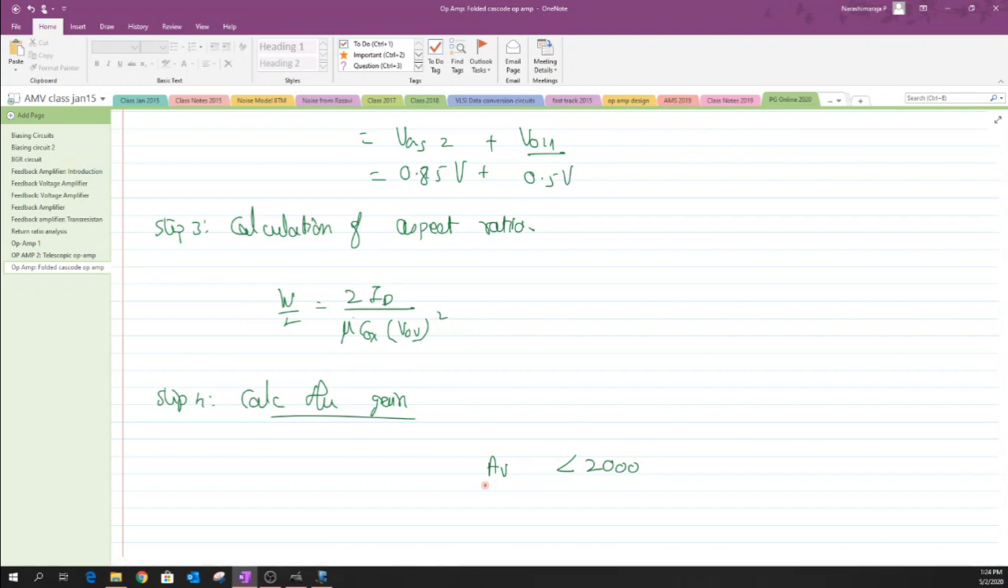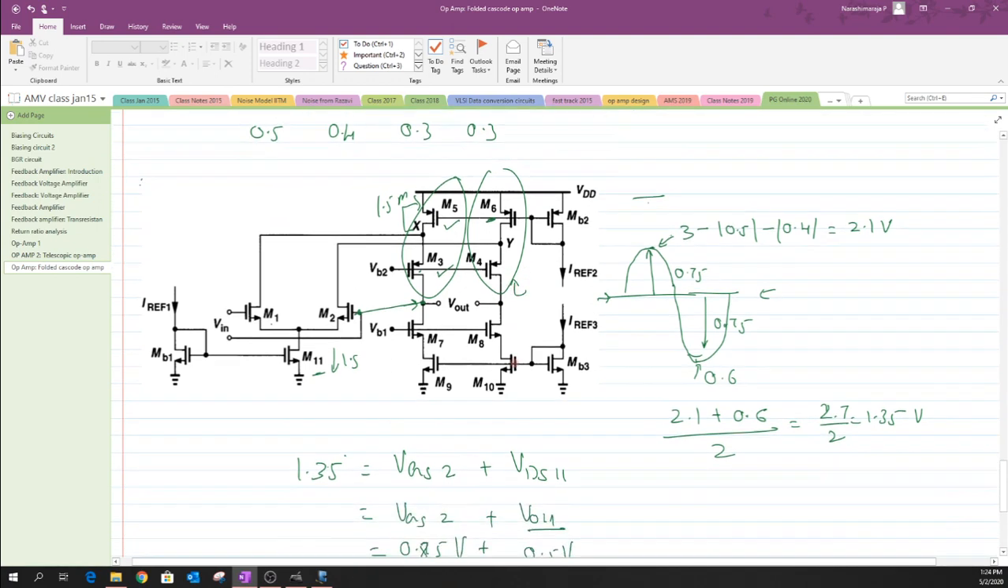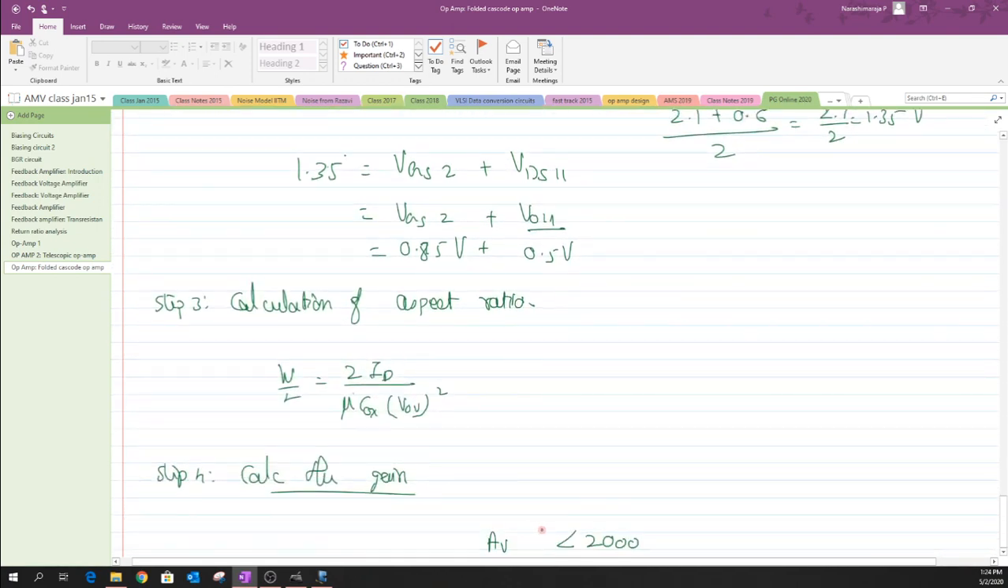That is nothing but I want you to increase the length and the width of these PMOS devices, that is M3 all the way to M6. I want you to increase the width and the length by a factor of 2 in order to increase the impedance of this particular structure and ensure that the gain that you are getting out of the circuit goes beyond the minimum gain requirement of 2000.